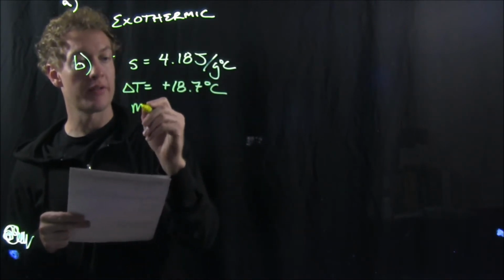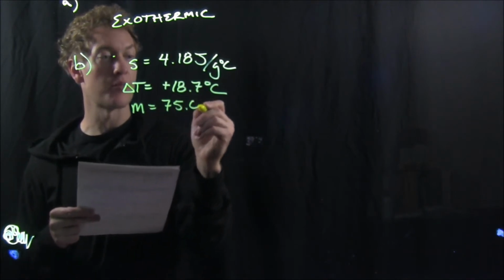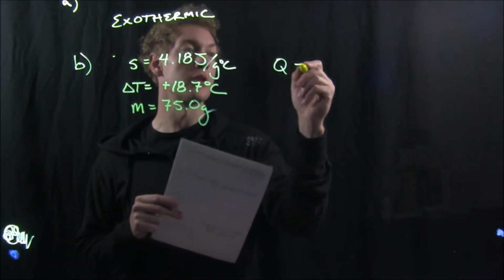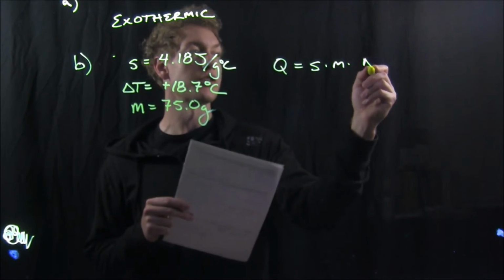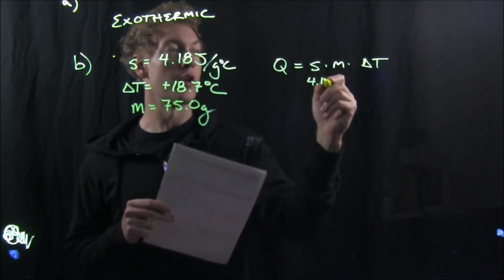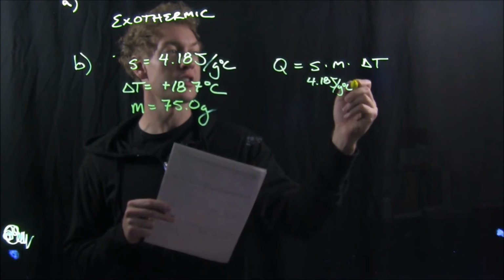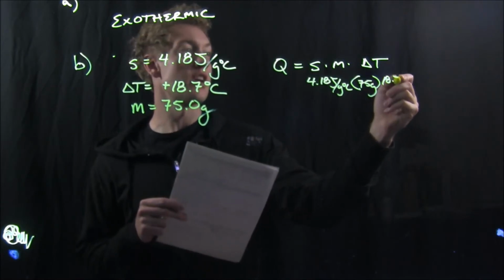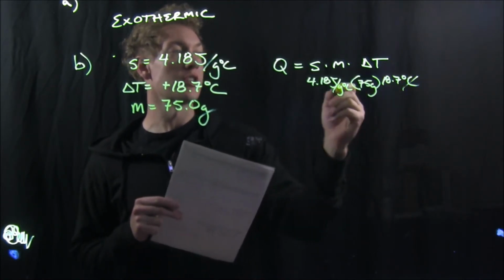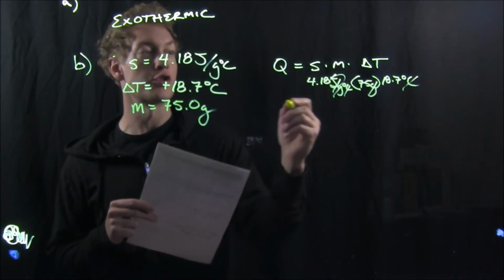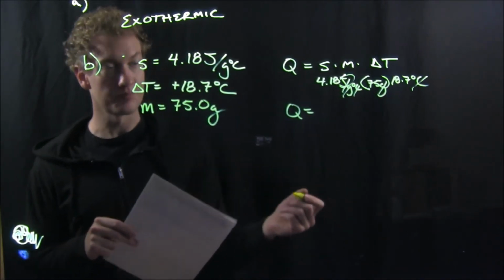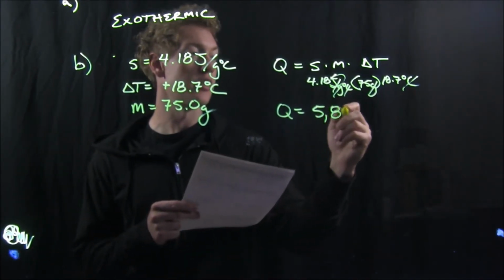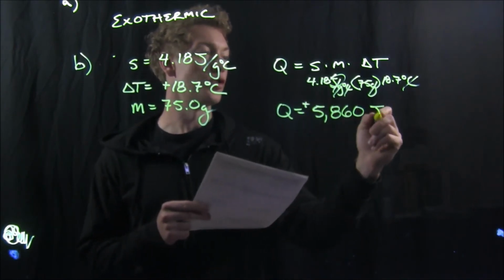How much water did we have? The mass of the water was 75.0 grams. And now I can find Q, because Q is equal to S times M times delta T. 4.18 joules per gram degree Celsius times 75 grams times 18.7 degrees Celsius. Degrees Celsius cancels, grams cancels, we're left with just joules, and that's how energy is measured. And that comes out to be 5,860 positive joules.